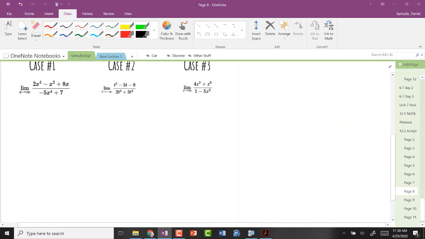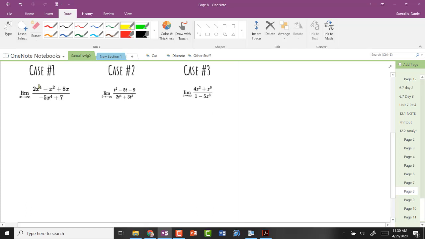All right, so case 1. Case 1 is when the degree of the numerator is equal to the degree of the denominator. When that happens, you divide the leading coefficients. So the limit is negative 2/5. Simple as that.